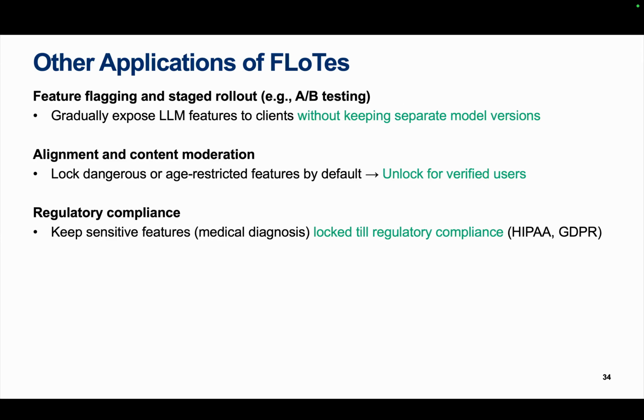So with this feature locking technique, we can apply it to many other areas. For example, A/B testing. So in software, we have this process called feature flagging or staged rollout, where basically we want to gradually expose features to clients. But we cannot do that currently with LLMs. But with our feature locking technique, we can actually achieve this without keeping separate model versions.